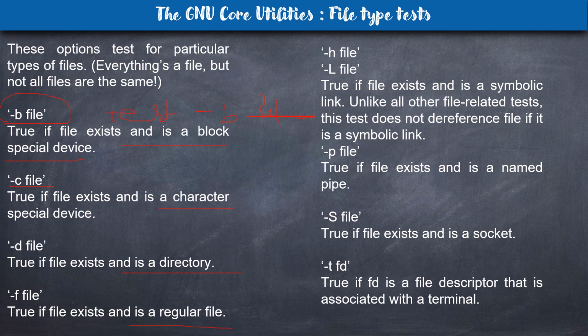Okay, hyphen h file, or L file, is true if it exists and is a symbolic link. Unlike all other file related tests, the test does not differentiate files if symbolic link. Hyphen p is for a named pipe, you know, right? The pipeline symbol which you give for redirecting one command's output to another command. So that one. Hyphen S exists for socket, if it is a socket file. Hyphen t FD is true if the file descriptor is associated with a terminal. So these are the many conditions or options which you can use to test different kinds of files in Linux using this.